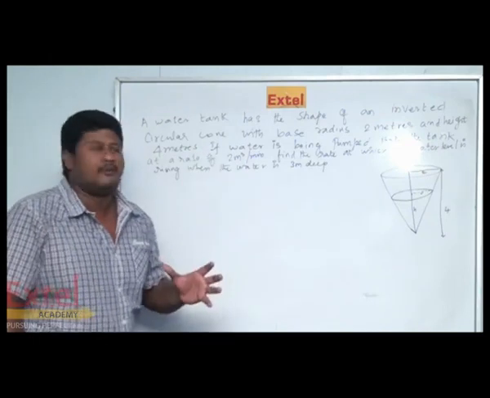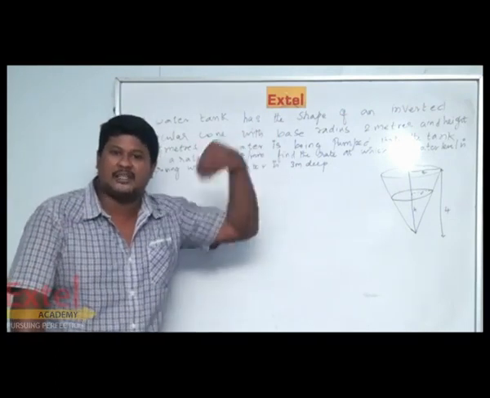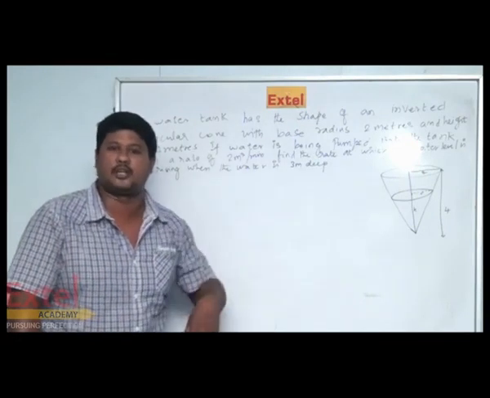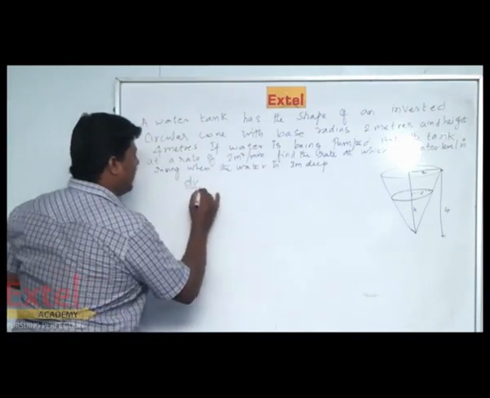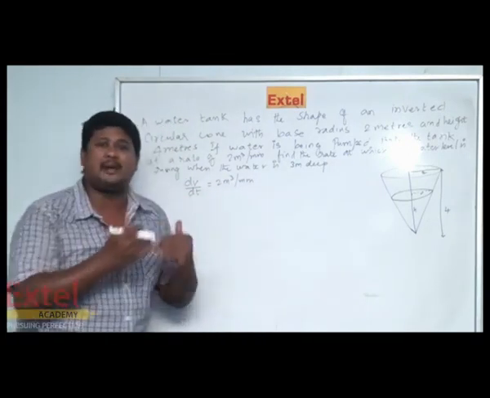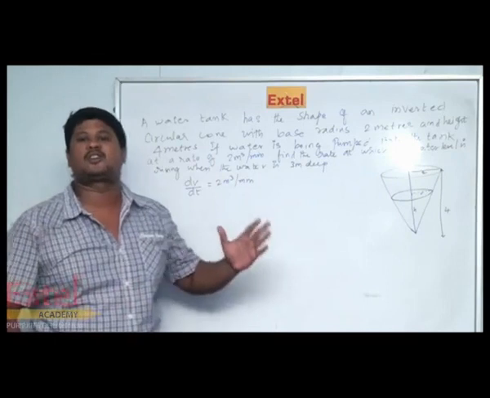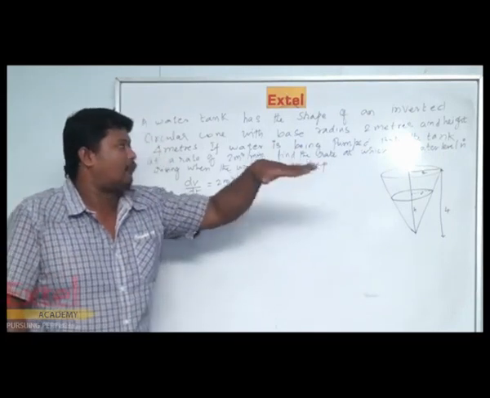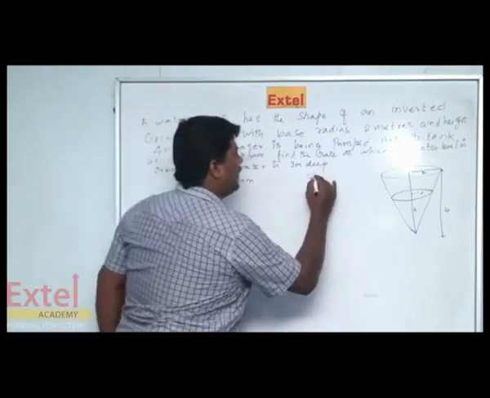Actually there is a cone with height 4 meters and radius 2 meters. Now we are filling water into that circular cone tank, just pouring the water into it at the rate of 2 meter cube per minute. That is your given data. First one is dV by dt equals 2 meter cube per minute. Now my job is to find out the rate at which the water level is rising when the water is 3 meter deep. So the depth of the water is 3 meter. Now I am going to find out the rate at which the water level is rising, that is, I am going to find out dh by dt.